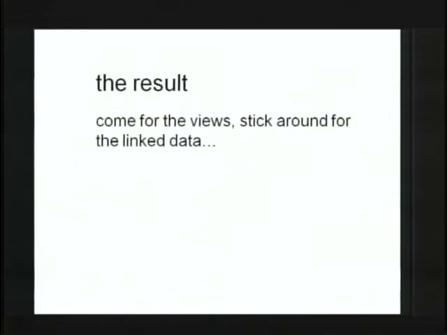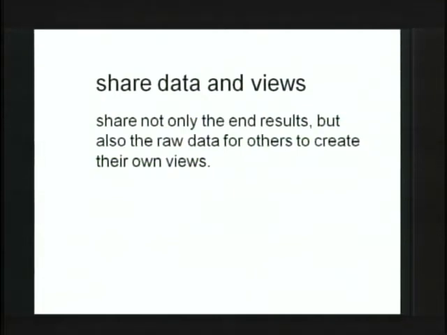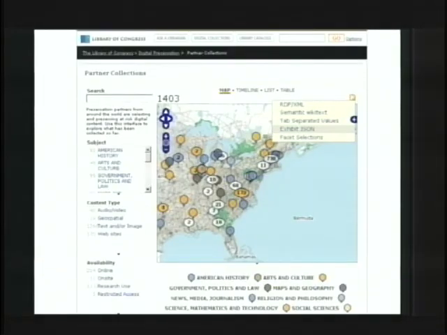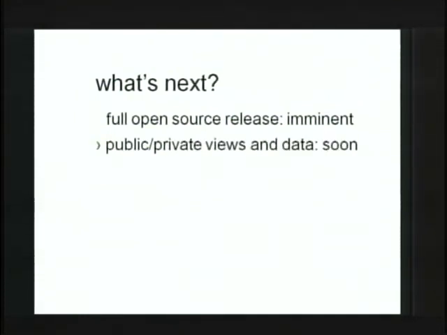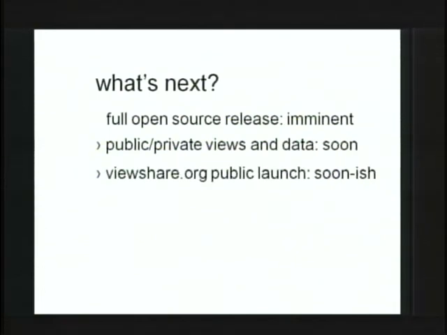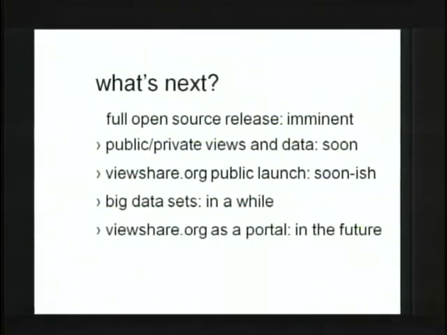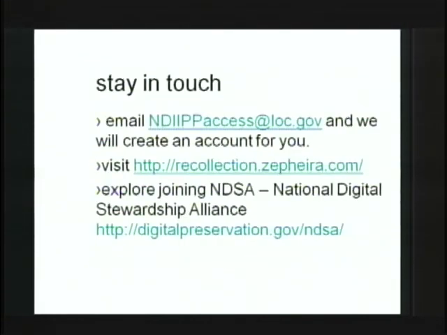So what we ask people to do is to look at the views and to also think about it as linked data. And not only to do that, but also share the data with other people. And this shows that you can, in fact, export some of the data from this tool. So what's next? We are going to have an open source release of this tool. And you can make it so it's both public views and private views within your community. We're going to be launching it as viewshare.org. We're hoping eventually to make bigger data sets available in the tool and use it as a portal and remix across data sets. So we now offer accounts on this system.